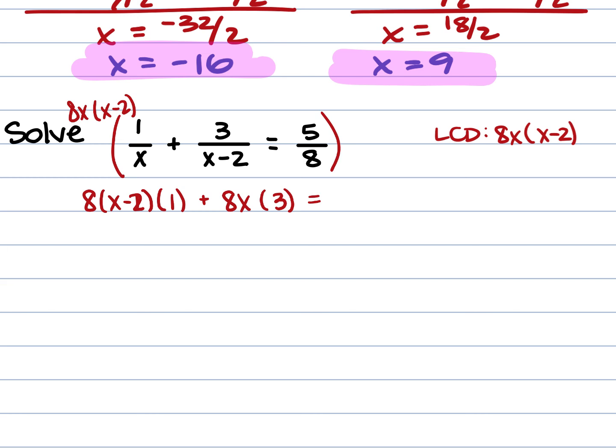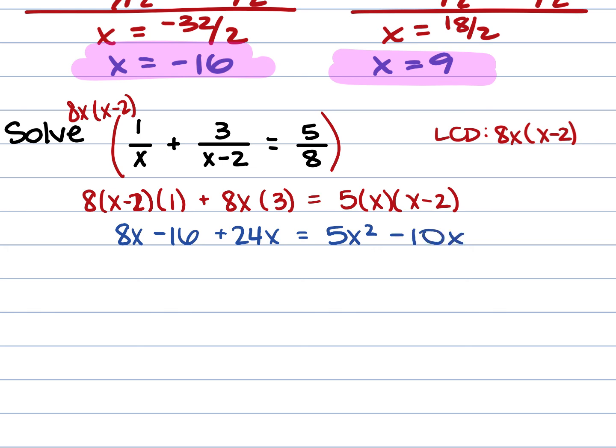For the 5 over 8, the denominator doesn't have the x or the x minus 2, so we're going to take 5, multiply it by x, and multiply that by x minus 2. So 8 times 1 is 8, 8 times x is 8x, 8 times negative 2 is negative 16. The 8x times 3 is 24x. The 5 times x is 5x. 5x times x is 5x squared. 5x times negative 2 is negative 10x.